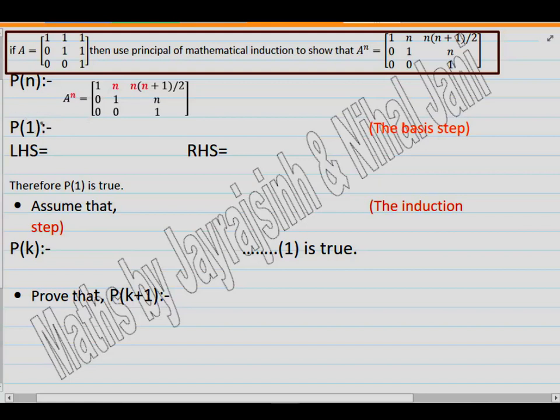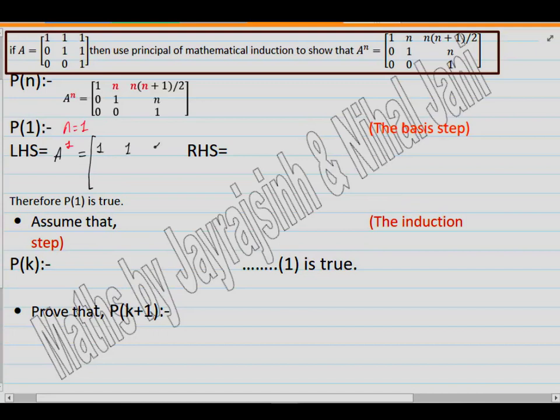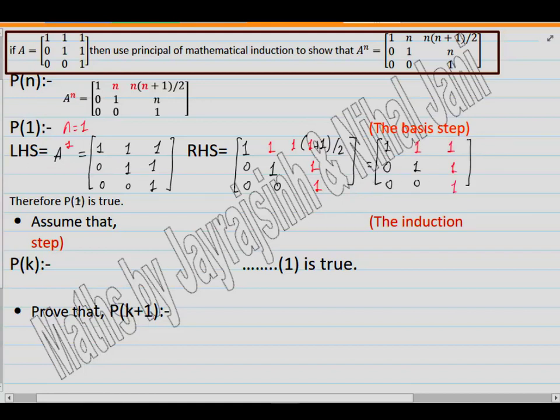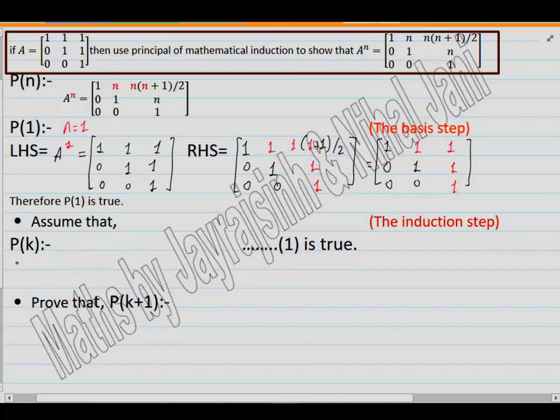Okay, without wasting time, let's go for P of 1, in which we have to put n equal to 1. So our left hand side will be a raised to 1, which is the matrix which is given: 1, 1, 1, 0, 1, 1, and 0, 0, 1, right? Okay, now let's put n equal to 1 in the right hand side. So here instead of n, we have to put 1, then 1 into 1 plus 1 by 2, 0, 1, and 1, 0, 0, 1, right? Okay, so here we will get exactly the same as the left hand side matrix. So therefore P of 1 is true. Okay, now let's move to the induction step, in which we have to assume P of k is true.